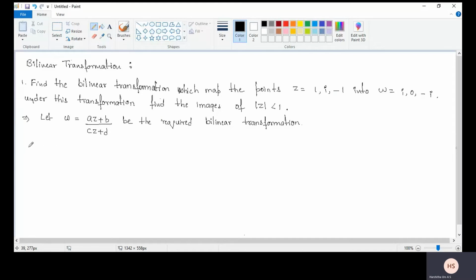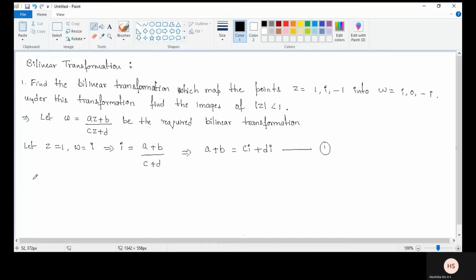So I take first value z is equal to 1, w is equal to i. So wherever w is there we have to substitute i. That is equal to, z value is 1, so a plus b divided by c plus d. That implies a plus b is equal to ci plus di. I call this one as equation 1.